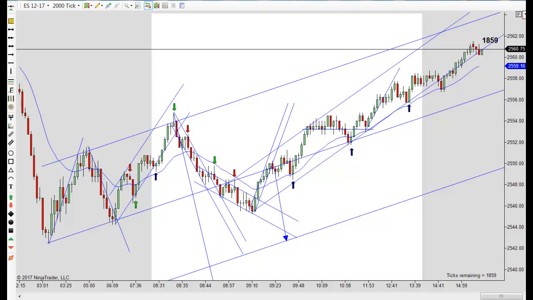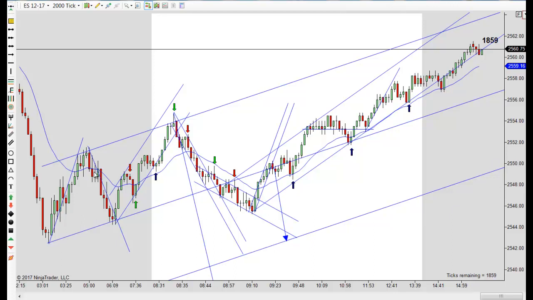I count 1, 2, 3, 4, 5, 6 standard type trades, and then there's a couple more that you could mark green, and there's probably a couple more in here you could mark green if you wanted to argue the point. But just still not a lot of trades.